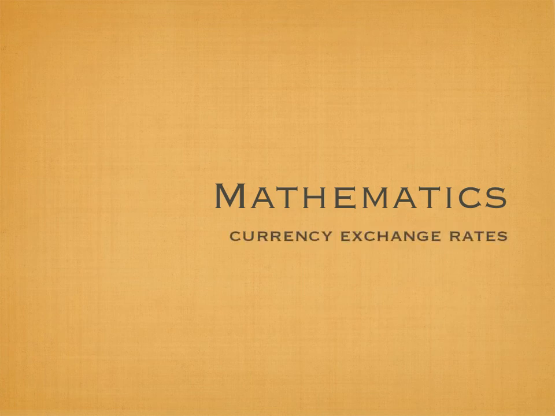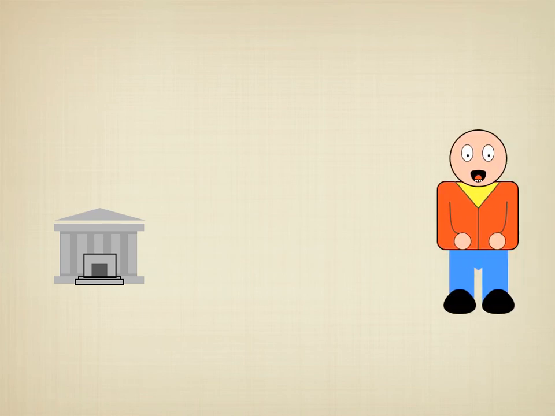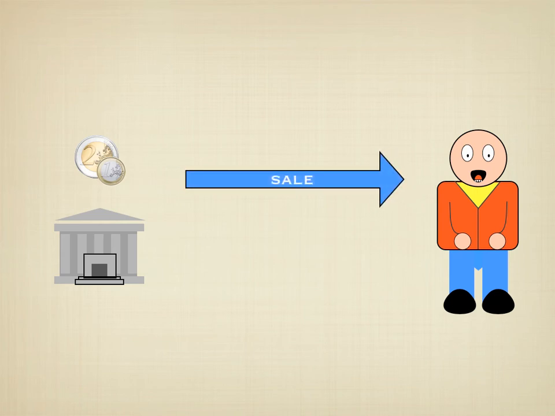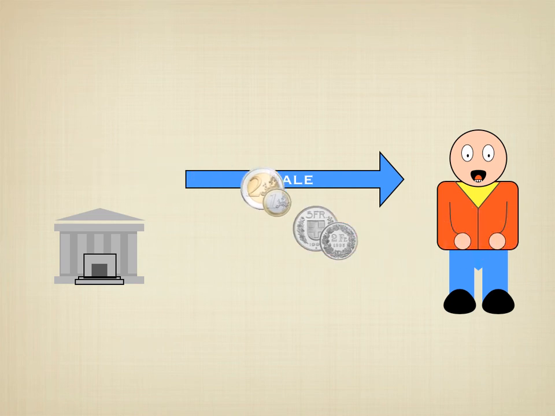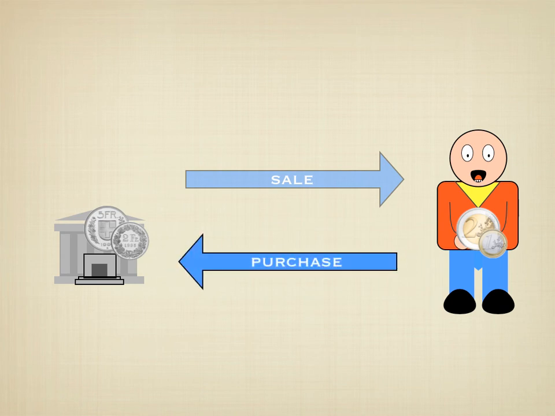Mathematics. Currency exchange rates. Now, finally, let's look at currency exchange rates. We've got the bank and we've got a client. The bank here in Switzerland sells foreign currencies and the client pays for these currencies with Swiss francs. The other way round, if the client wants to change his euros into francs, the bank buys those euros and gives the client Swiss francs.